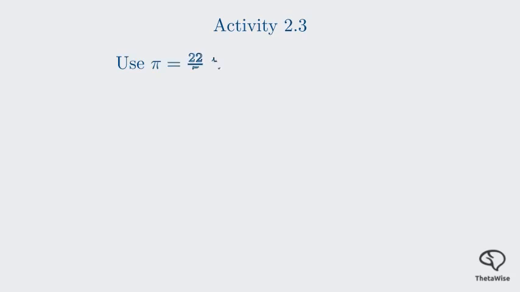First, let's establish a key rule for this entire activity. We will be using the value of 22/7 for pi throughout all our calculations. This ensures consistency and is a common approximation in many engineering contexts. Now let's dive into the first question.